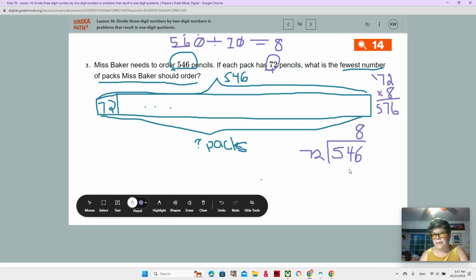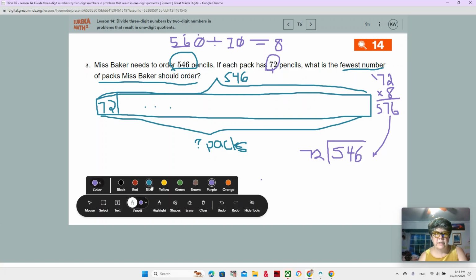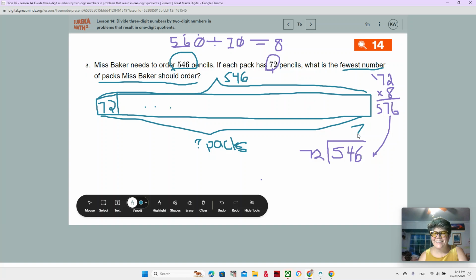I'm not even going to write it here, am I? Why not? Why am I not even going to write it there? It's too big, right? I overestimated. So let's see if it'll let me erase this time. I wonder why it doesn't want me to erase. That's okay. We'll just cross it out. And what number are we going to try? Well, if 72 times 8 is too big, then it's going to have to be 72 times 7, right? So what is 72 times 7?